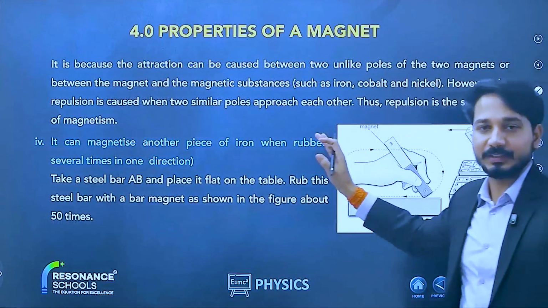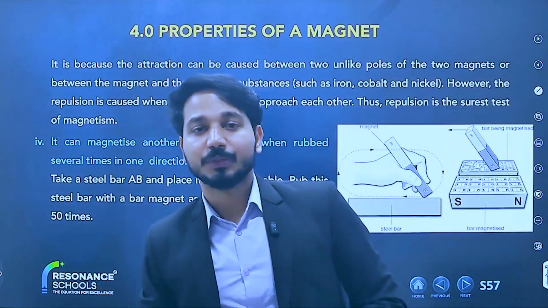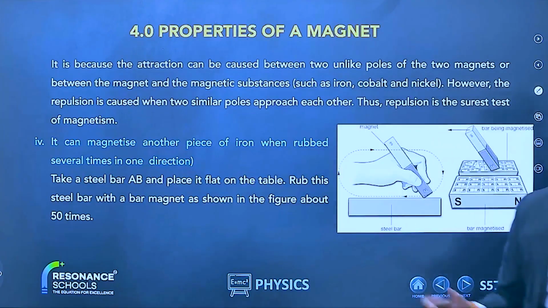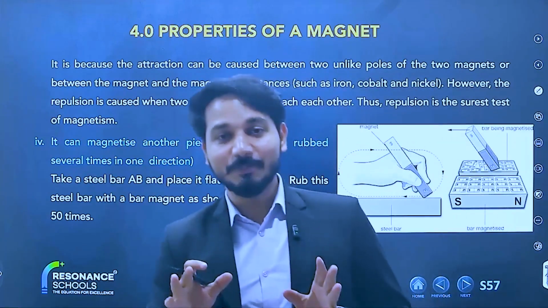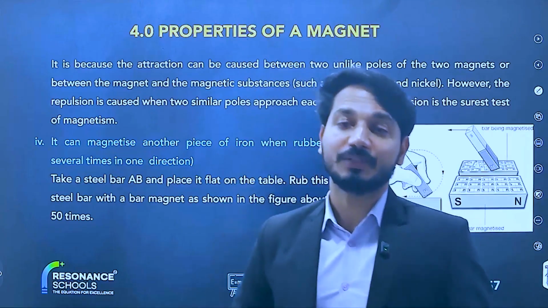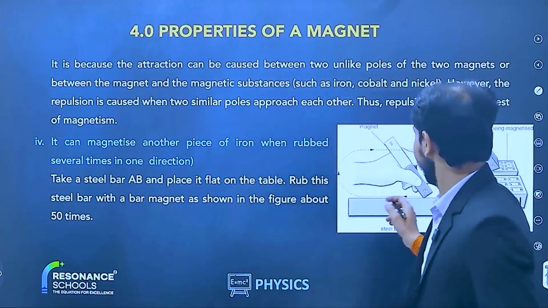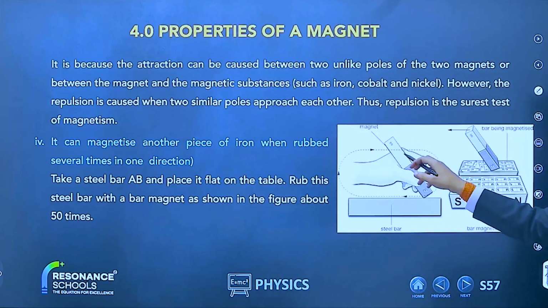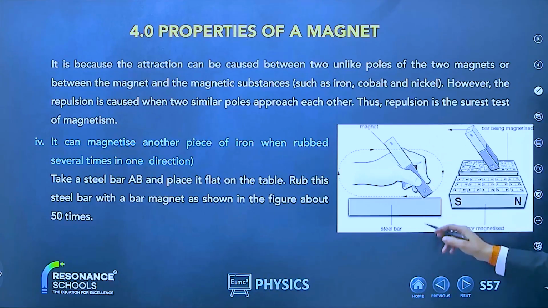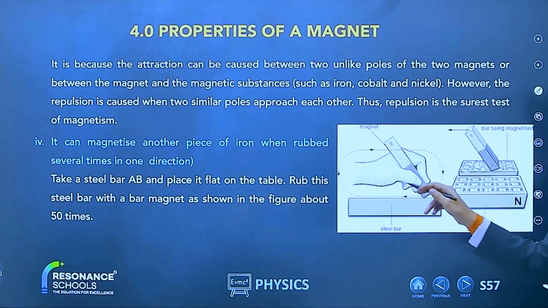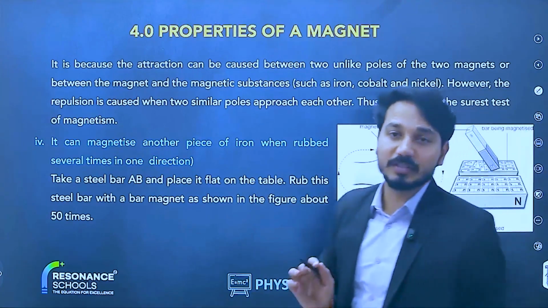Next property of a magnet. So it can magnetize. That question, can we make a magnet at home? This property of a magnet: it can magnetize another piece of iron when rubbed several times in one direction. See the figure, everyone. Taking a bar magnet, it is a natural magnet. Here is a steel bar or an iron bar. It is not like you will keep changing the sides.